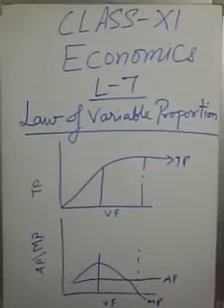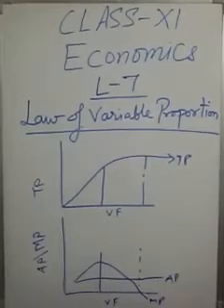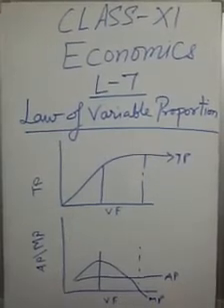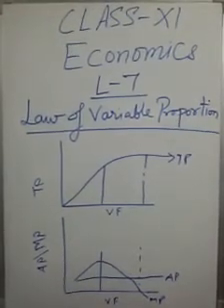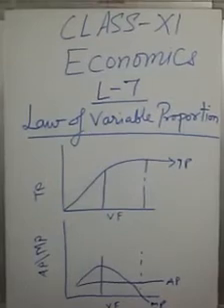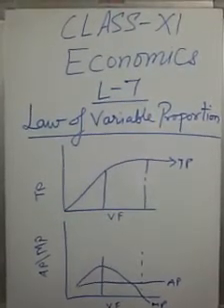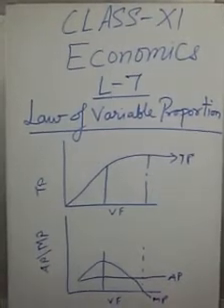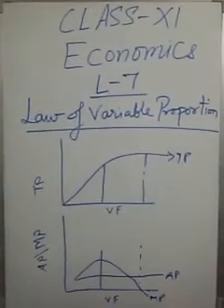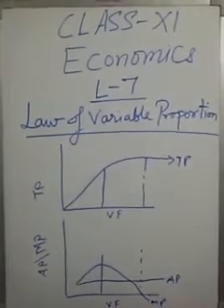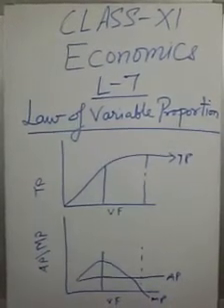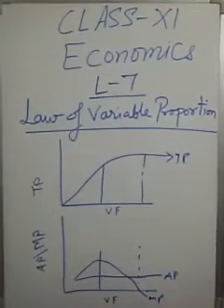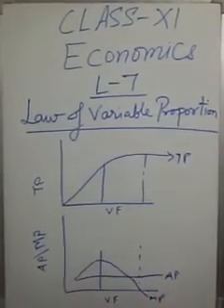Now, what is the relationship between AP and MP? AP increases so long as MP is greater than AP. It happens till the point in the second stage where both intersect each other. In the middle of the second stage, AP and MP are equal. AP decreases when MP is less than AP, because the movement of AP and MP is the same.